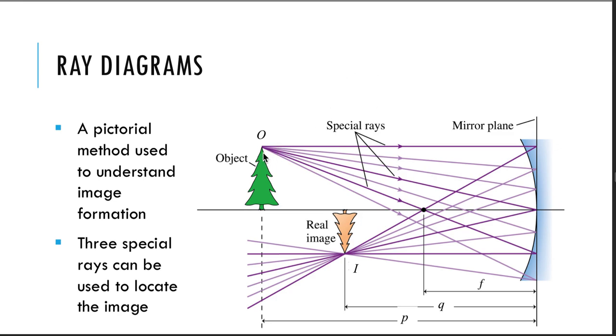If you have a whole bunch of light rays coming from your object, they're reflecting from your mirror here, and they're forming that image where those points intersect. You don't really want to draw a whole bunch of rays to figure out where that image is going to be. So we're going to learn about 3 special rays that we can draw so that we can always find the image, find out exactly how big it is, exactly how far it is from the mirror.